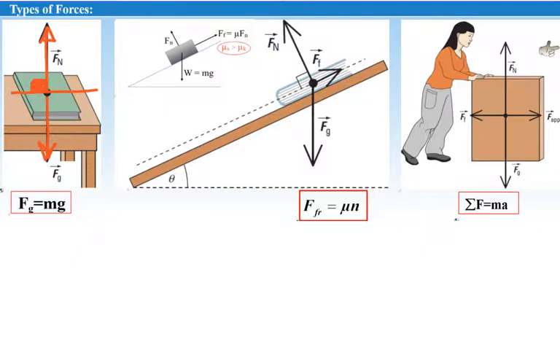Normal means perpendicular. So the force of gravity has the formula: the force of gravity is equal to mg, where g is acceleration due to gravity. The actual force of gravity, the force of attraction between two objects, has a different formula, but for now we're going to look at the force of gravity being equal to mg.